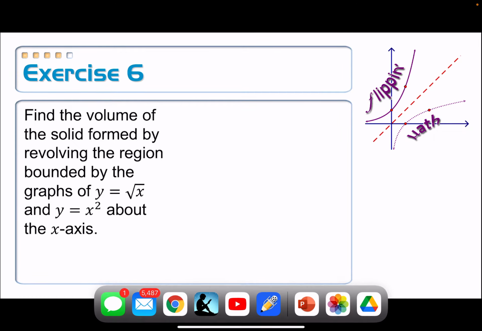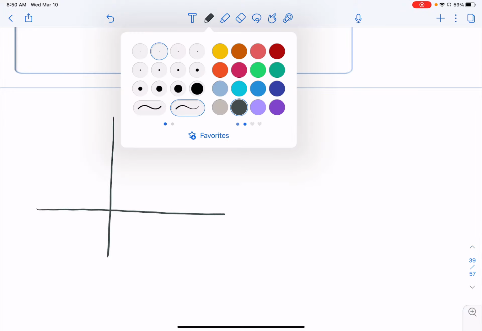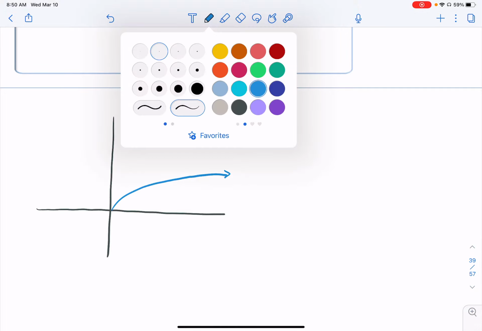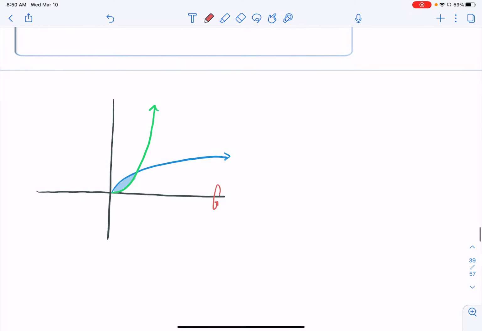Let's start by drawing a picture. Yep, sounds like a good idea. So here we go. We've got the square root of x. Here's the square root of x. Ta-da. That's probably the best square root of x graph I've ever drawn. And then we have basically its inverse right there. That one is less spectacular, but you do what you can do. So we have that shape, that plane region. We're going to revolve this around the x-axis.